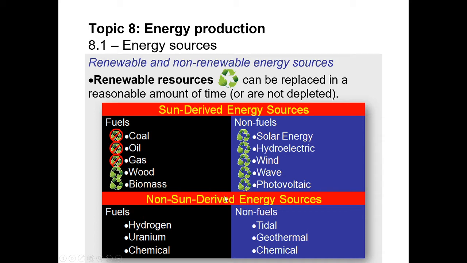Non-sun derived energy sources: hydrogen, uranium, and chemical, none of them are renewable. Once you use up, for example, uranium, you have radioactive byproducts. You cannot break those down again. Non-fuels: tidal, geothermal, and chemical. Tidal and geothermal are renewable. Geothermal is heat coming from inside of the earth.